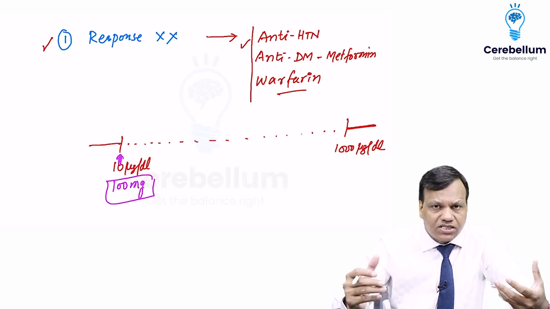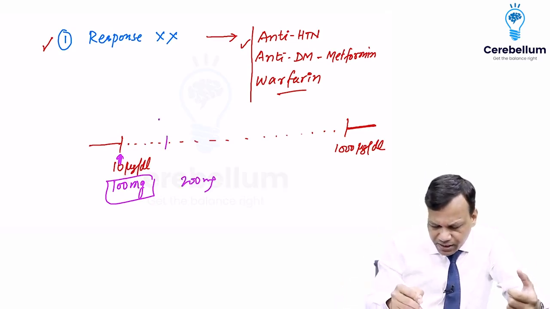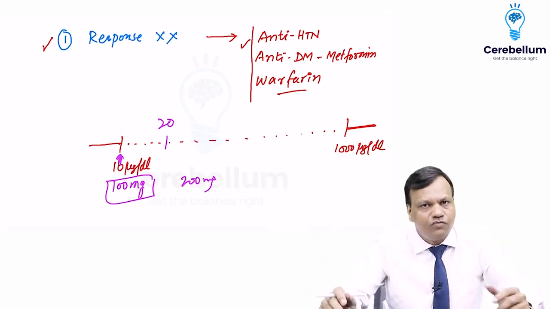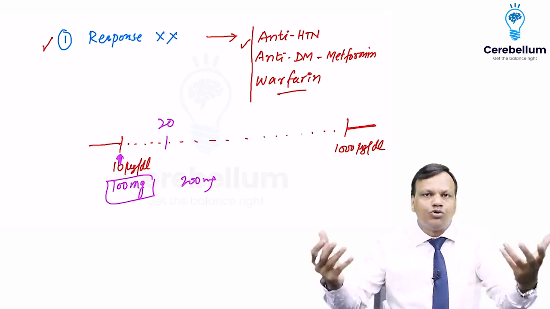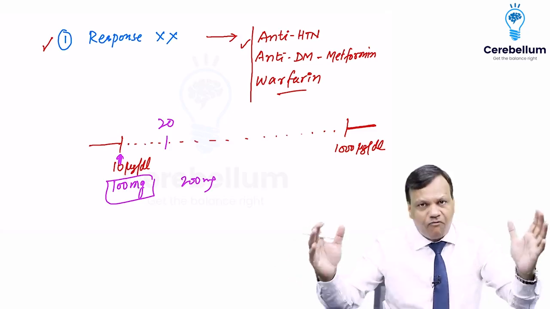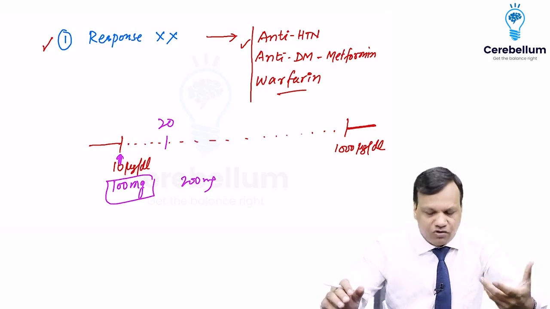But who has stopped us? We can always give 200 milligram. If we give 200 milligram, it will be near 20, maybe 15, maybe 25, maybe 30. So we all are safe. So if a drug is so safe, then there is no need of doing TDM. If a drug is very, very safe, with a wide margin, then there is no need of doing TDM. Simply we will give a high dose of the drug.